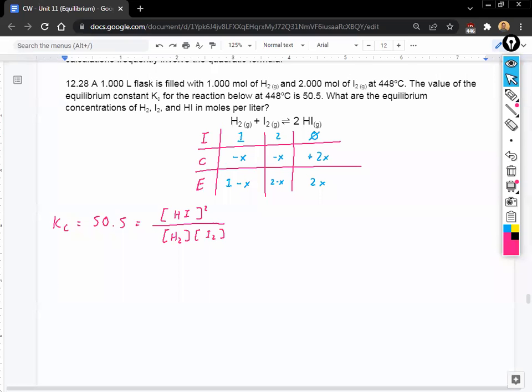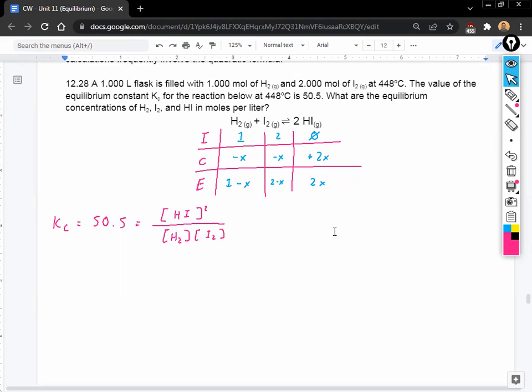All right, so for 12.28, I set up your ice table for you. You didn't really need to divide by the volume because it's 1, so the concentration is going to equal the moles. So 1 molarity H2, 2 molarity I2. We don't have any HI in the beginning. You want to keep track of the stoichiometry. So we're going to do minus x for the reactants since the coefficient is 1 for each. The coefficient for HI is 2, so we have to add 2x. And so what we got are the expressions for the equilibrium concentrations down here: 1 minus x, 2 minus x, and 2x.